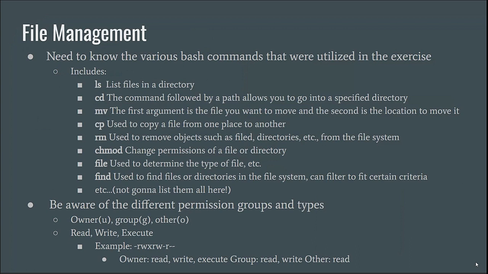So in that example there, the owner would have read, write, and execute permission. So that's the rwx portion. The group would have read and write, which is the rw, and other would have read. And you can notice from the example there that if that group doesn't have a permission, then there'll just be a dash there.